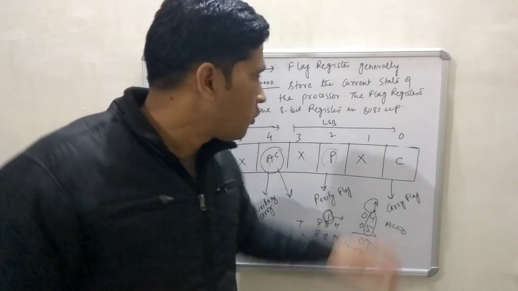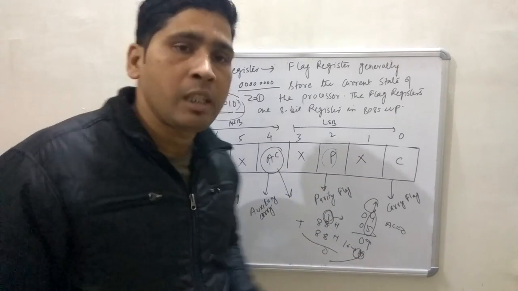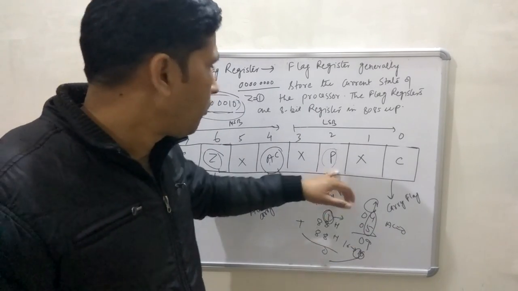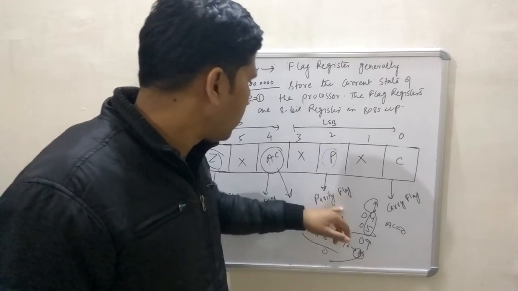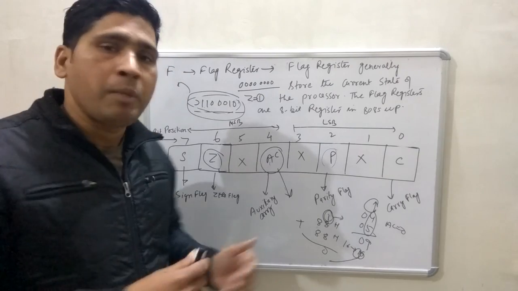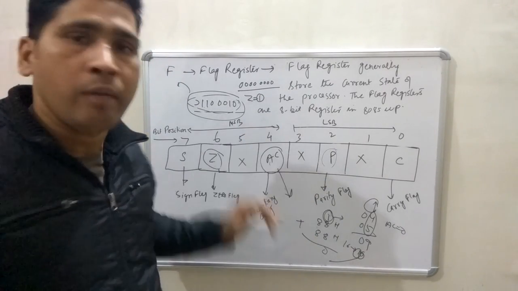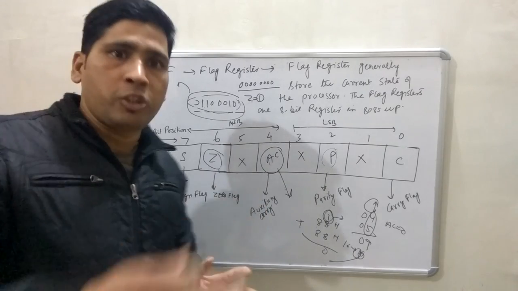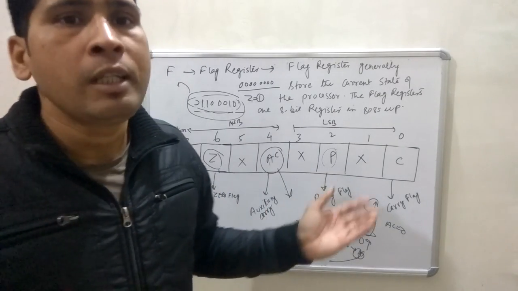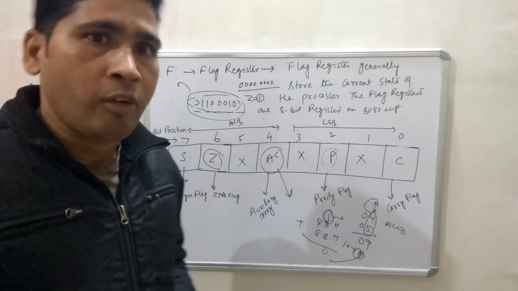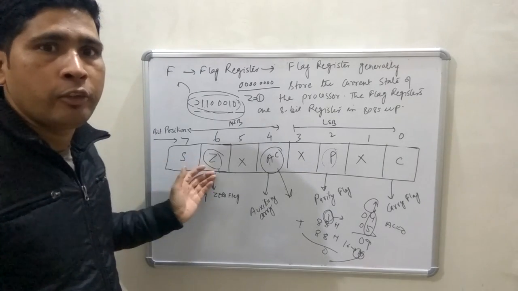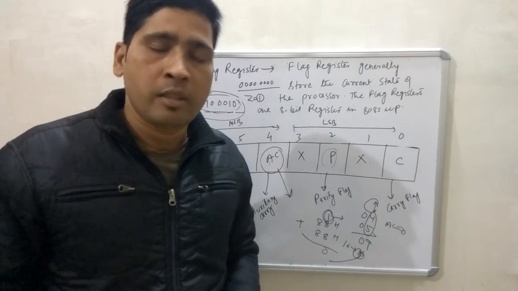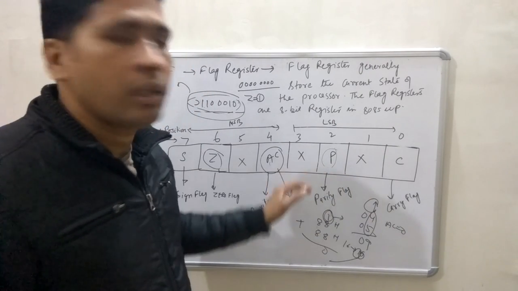In carry flag, when carry is generated, then carry flag will be set. Parity flag basically represents the number of ones in the output. If the number of ones is even in the output, then parity flag will be set. If the number of ones is odd, then it will be reset. Auxiliary carry: when you perform any operation, if carry transfers from the lower byte to the higher byte, in that case auxiliary carry will be set, otherwise it will be reset. In case of zero flag, if the total output is 0, then zero flag will be set, otherwise it will be reset. In case of sign flag, if the output is positive, then sign flag will be set, otherwise it will be reset. Now to understand, just take an example of addition of two numbers, then look at how these flags are set or reset.